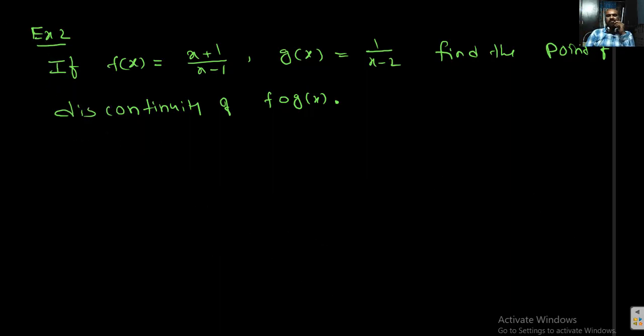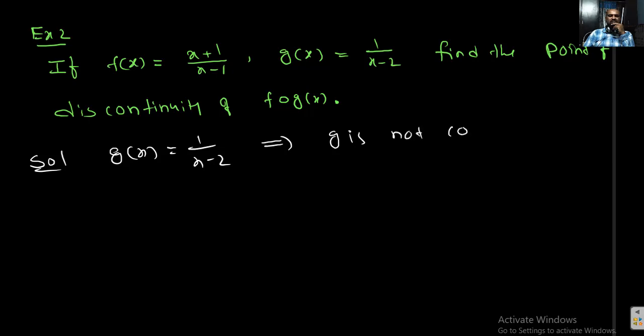Okay. First of all, solution. G of x is given as 1 by x minus 2, implies g is not continuous at x equal to 2, but f is continuous at x equal to 2.